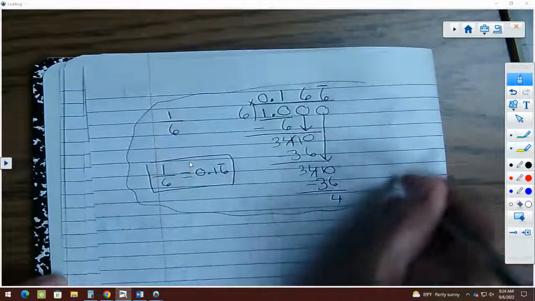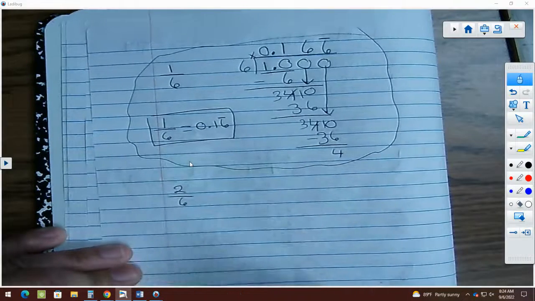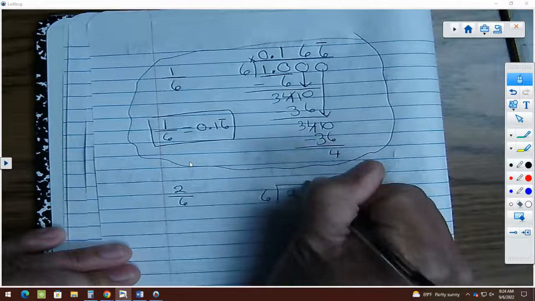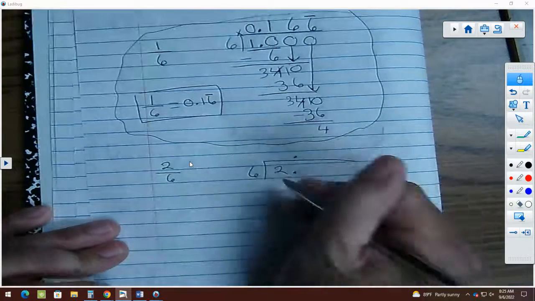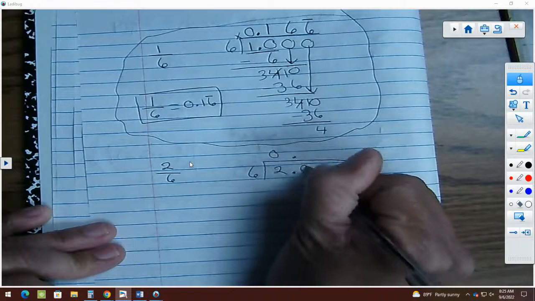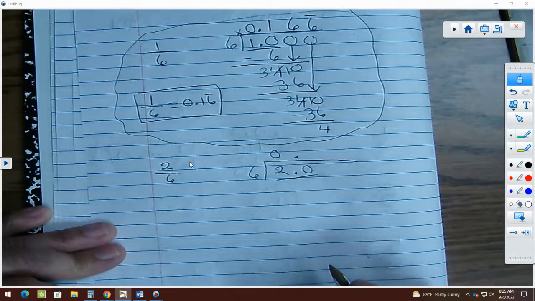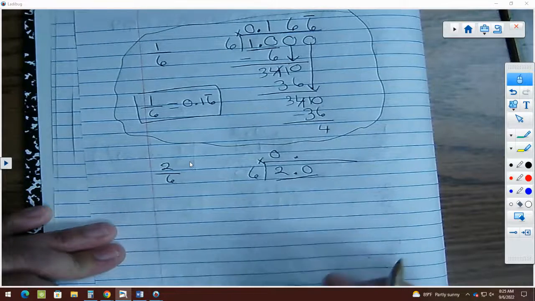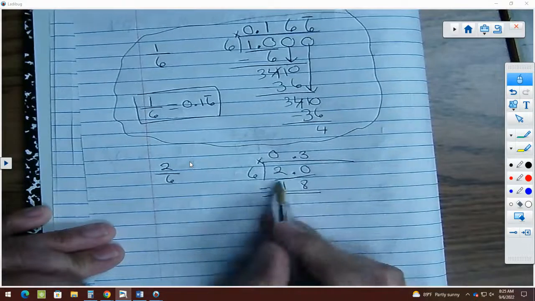Guess who's next? 2/6. Bottom out. 6, 2, decimal, decimal. And here we go. Is 2 enough for 6? No. So what do I do? I add a 0. Is 20 enough for 6? Yes. 6 times what gives me close to 20? 18. So 6 times what? 3 is 18. What's 20 minus 18?